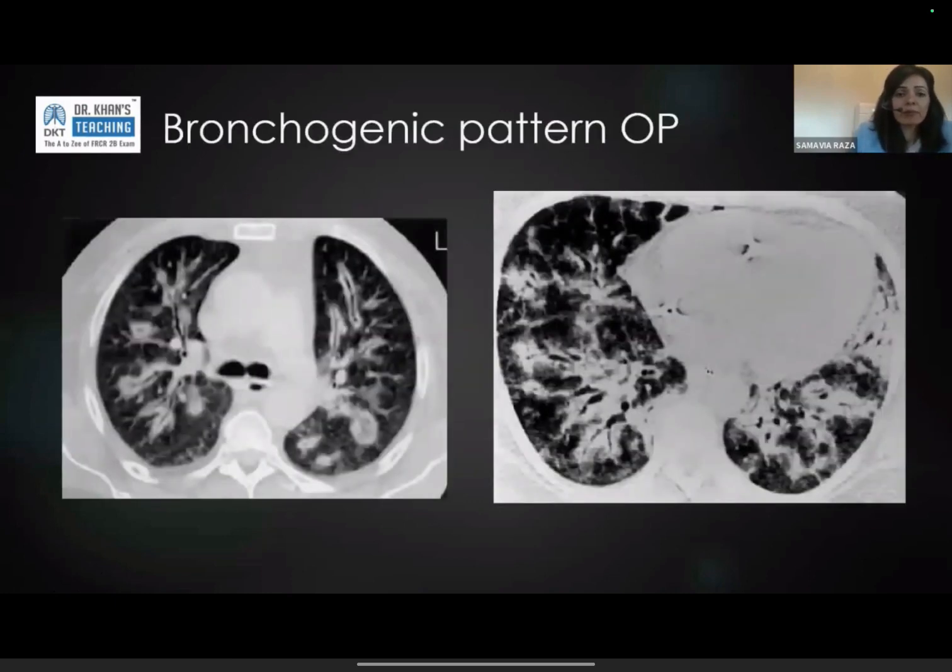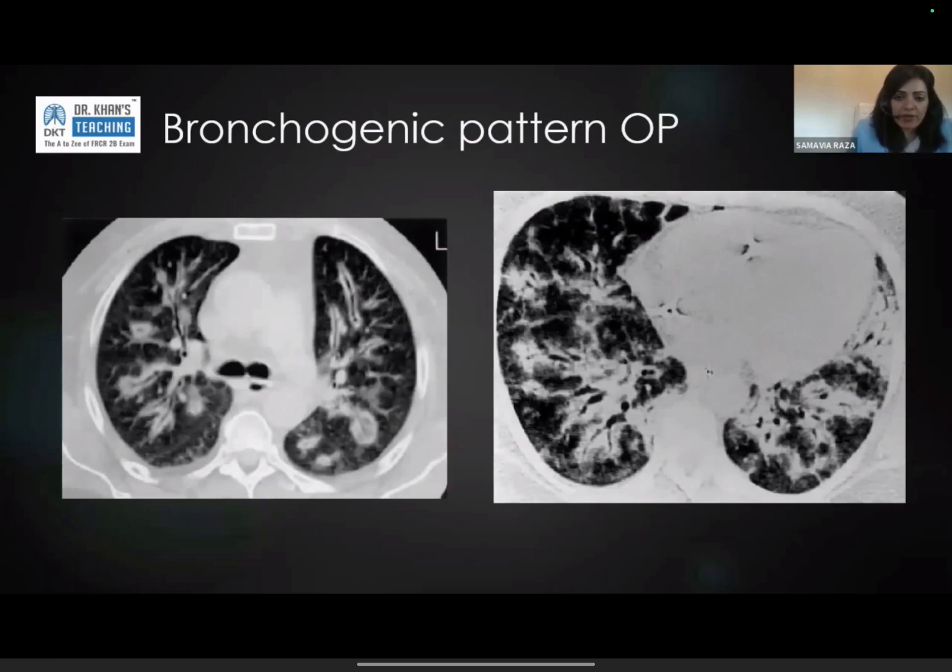Rarely you can see a purely bronchogenic pattern of OP. This is very rare and is usually seen in drug-induced or chemotherapy-induced diseases, or opportunistic infections can sometimes mimic this, but it's purely bronchocentric. So along the bronchi, the inflammation sits. It looks very pretty on a scan. It's a very striking appearance.